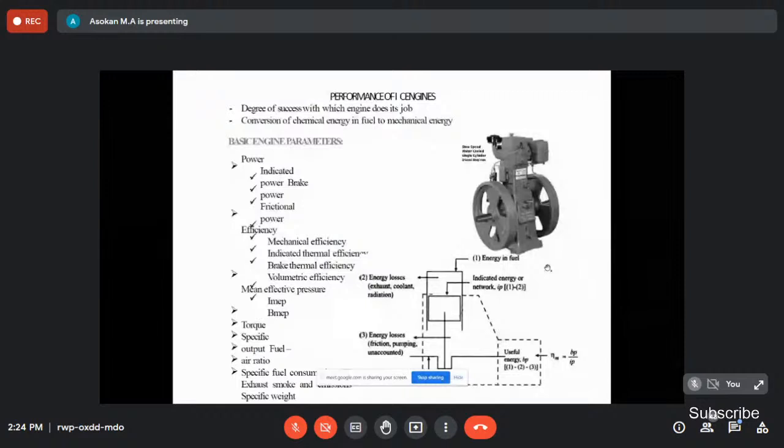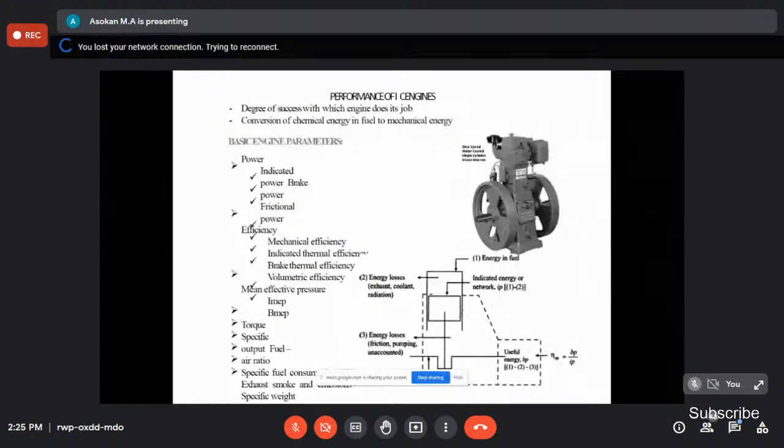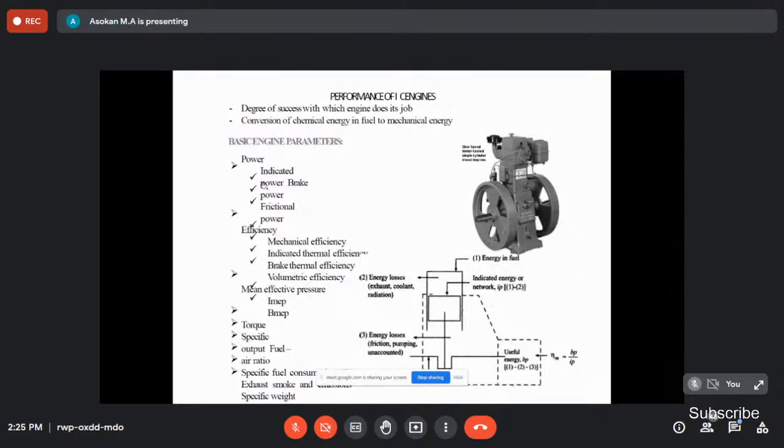Right. So, the performance calculation of the engine. For the engine, already we discussed the SI engine, CI engine, everything. Then how to test the engine? What is the performance? How to measure the performance? The performance parameters are indicated power, brake power, frictional power, efficiency, mechanical efficiency, indicated efficiency, brake efficiency, effective pressure, indicated mean effective pressure, and brake mean effective pressure. These are all performance parameters. Based on these parameters, we can tell whether this engine is good and gives more efficiency.